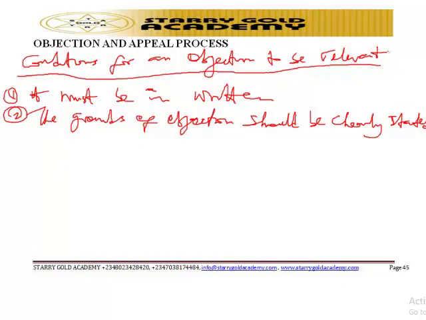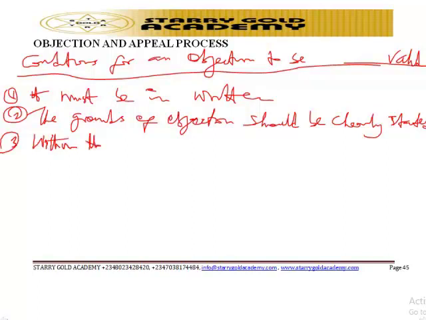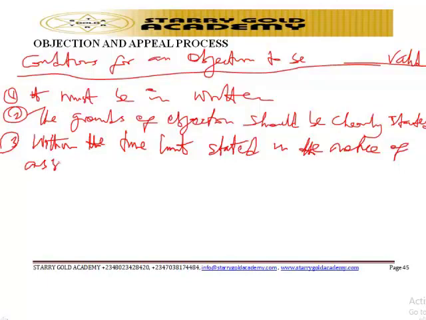So, conditions for an objection to be valid. Let's use valid instead of relevant. Conditions for an objection to be valid. One, it must be in writing. The grounds of objection must be stated, and it must be within the time limits stated or specified in the notice of assessment.